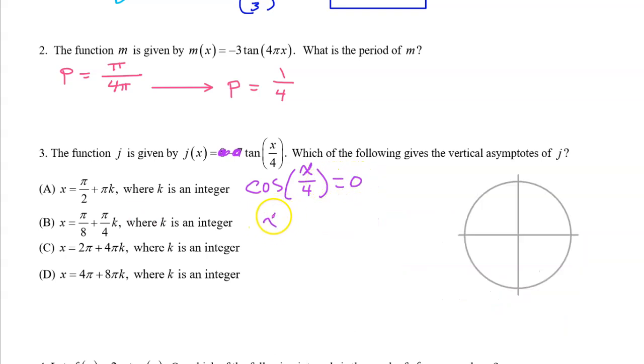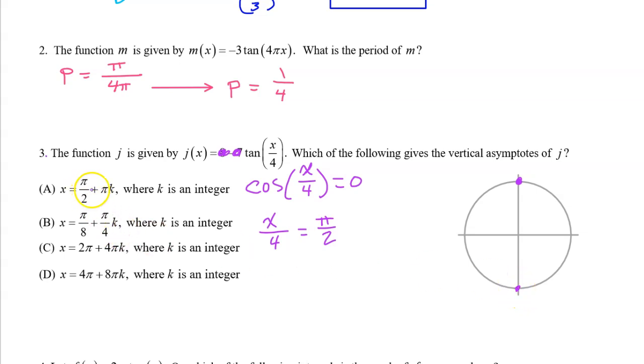Next, we solve for x over 4 by asking ourselves the cosine of what is equal to 0. On the unit circle, cosine is the x value, and x values are equal to 0 here and here. So the first solution is at pi over 2. That's what's up here at the top. We are not making a list, so I'm not going to put a comma and put 3 pi over 2, which is the next solution.